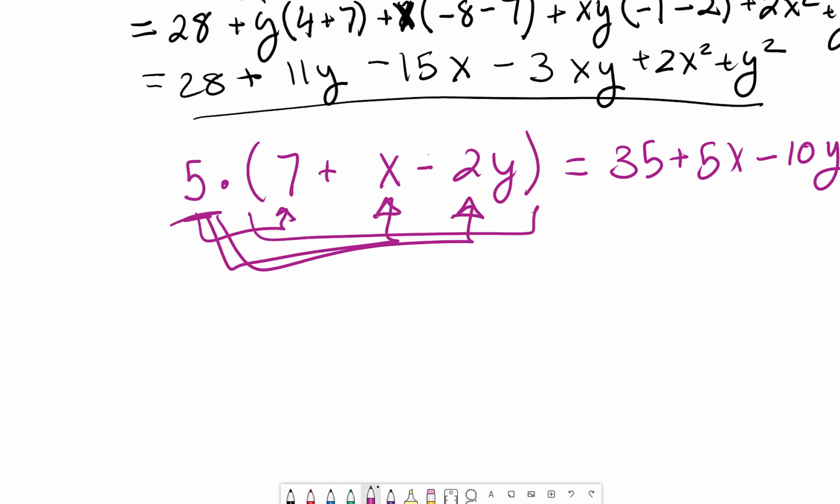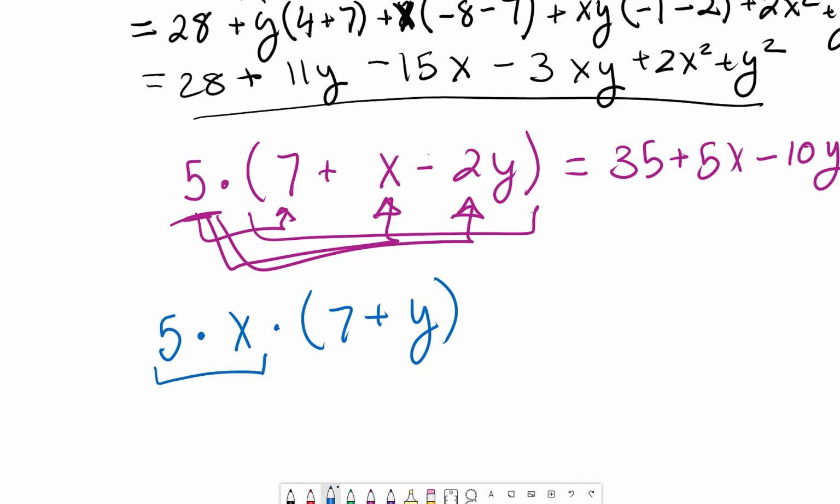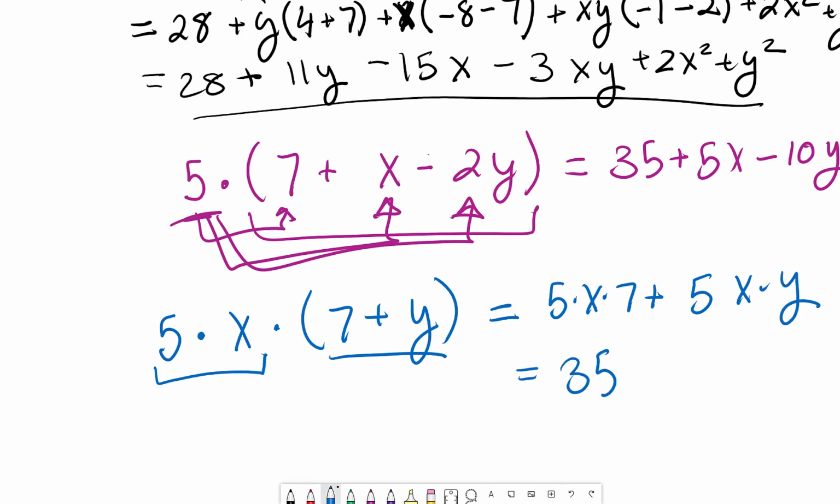Now finally, one final clarification. I'll use a different color. What if we have 5 times x times 7 plus y? Okay, now we multiply 5x by 7 plus y. Okay, in this case we have 5x times 7 plus 5x times y. So we have 35x plus 5xy.